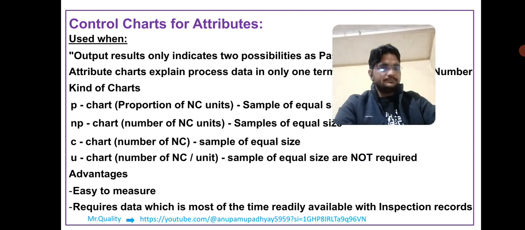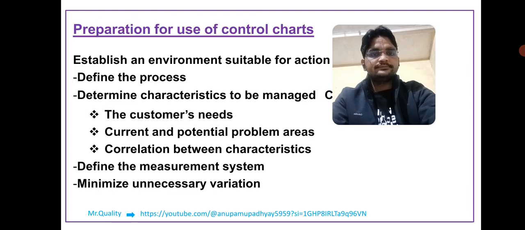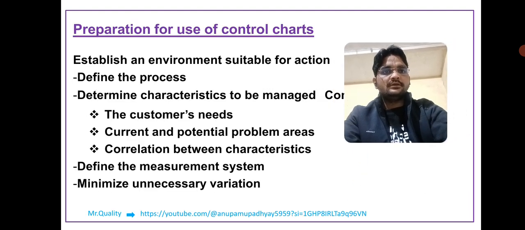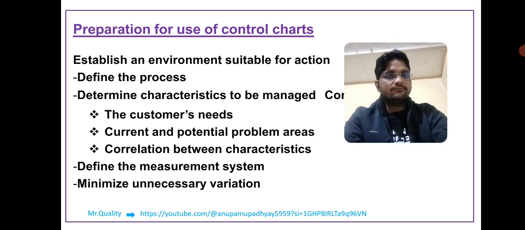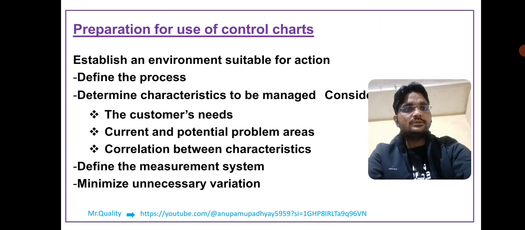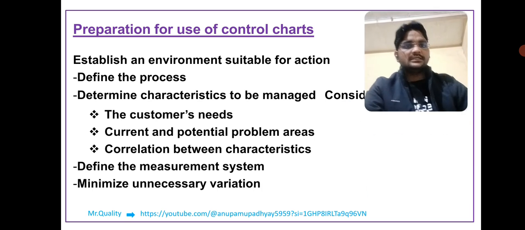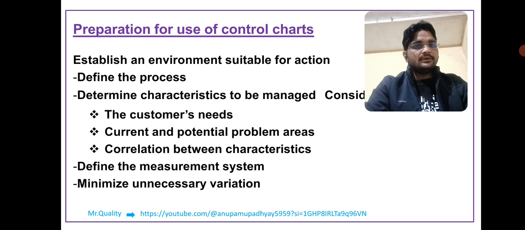The advantage of the attribute chart is that it is easy to measure and requires data which is most of the time readily available with the inspection record. Preparation for use of control charts: establish an environment suitable for action, define the process, determine the characteristic to be managed, considering the customer needs, current and potential problem areas, and correlation between characteristics. Also define the measurement system and minimize unnecessary variations.